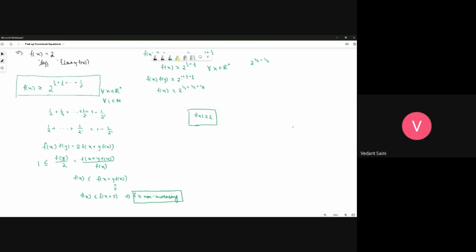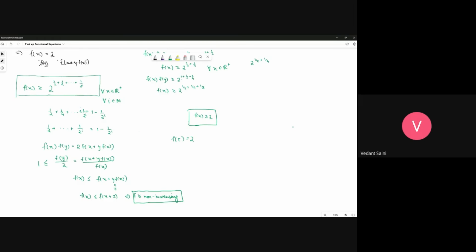I would have liked it to be strictly increasing, but what prevents us from doing that is f of y can be equal to 2. In that case, this equality would hold. Equality right here. So let's assume it holds. That is f of t equals 2 for some t.